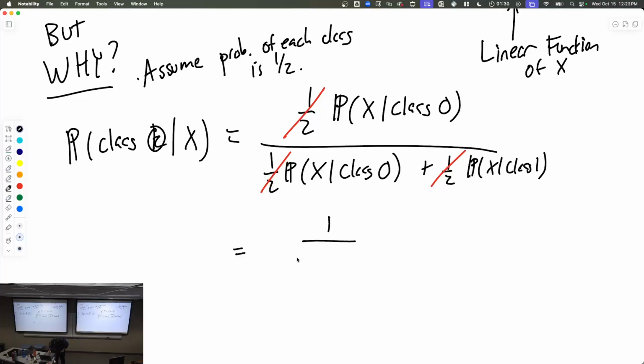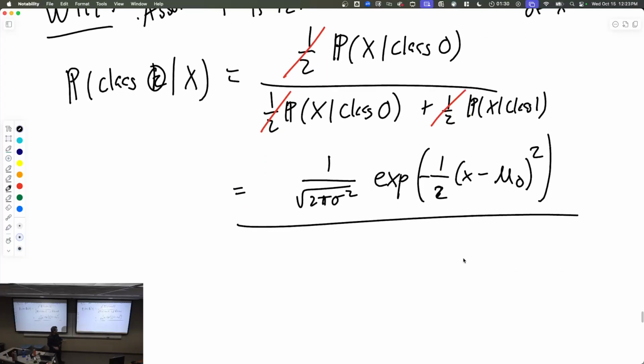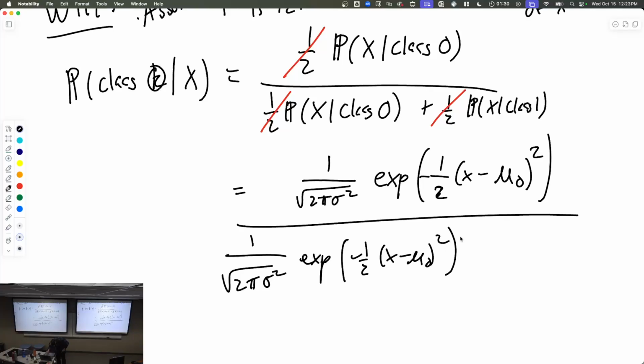It's this formula: 1 over square root of 2 pi sigma squared, and then you have e to the minus 1/2 (x minus the mean of class 0) squared divided by, and then we're going to have this thing again, and a copy of it with a mu1. So it's 1 over square root of 2 pi sigma squared, e to the minus 1/2 (x minus mu0) squared again, plus the reverse with a mu1, (x minus mu1) squared. Okay, very nice. And already this should remind you a little bit of the sigmoid function, right?